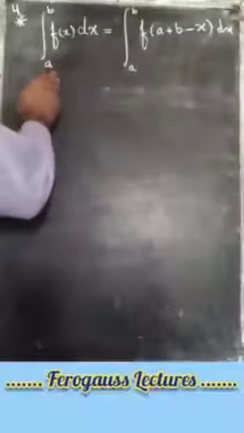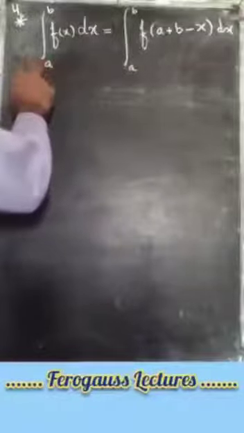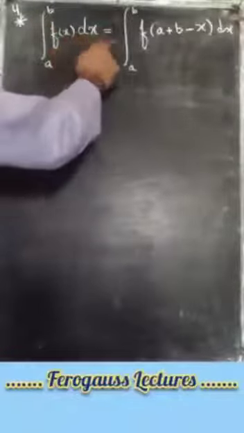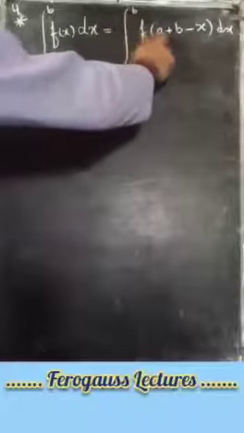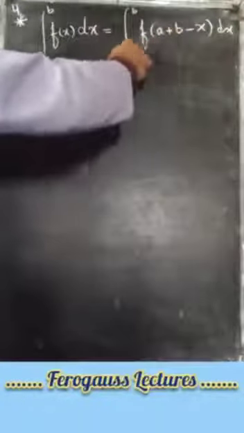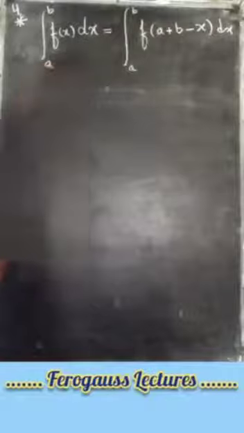Now, this is the fourth property of definite integrals, which says that integral from a to b f(x) dx is equal to integral from a to b f of (a plus b minus x) dx, that is, f of lower limit plus upper limit minus x dx. Okay, now let us prove this result.